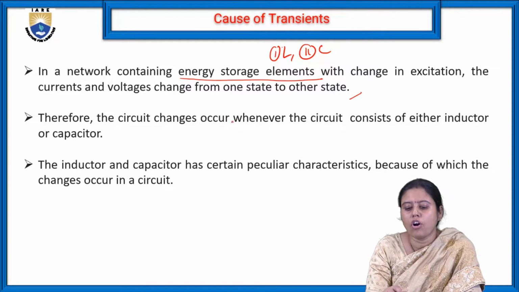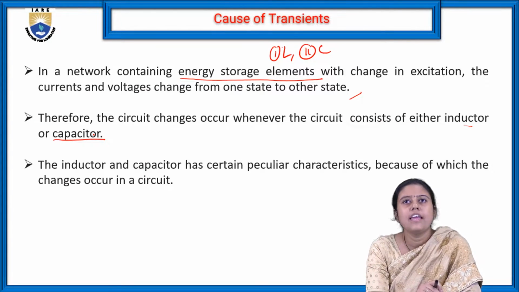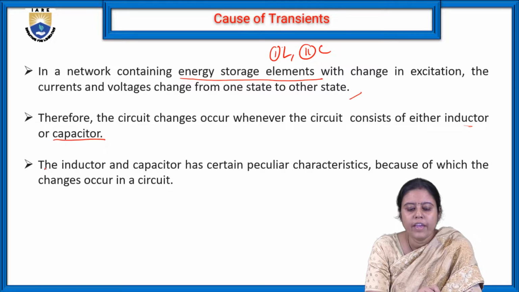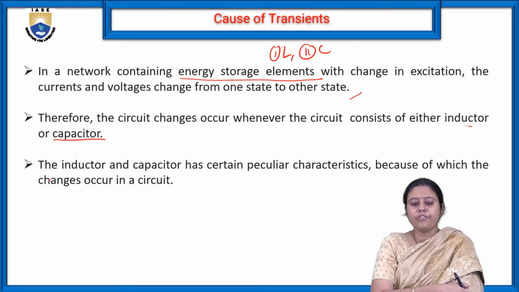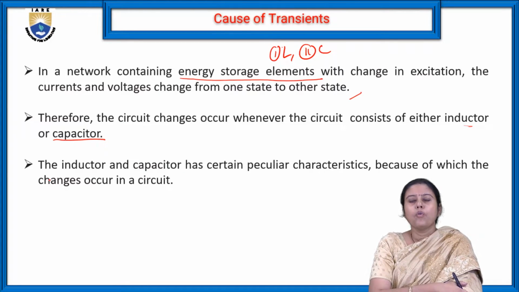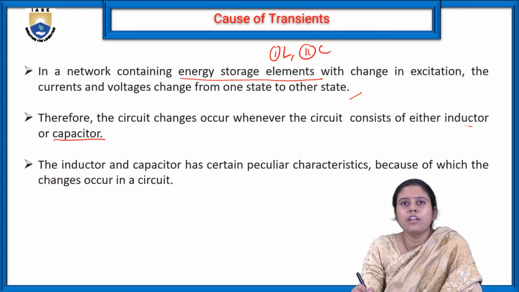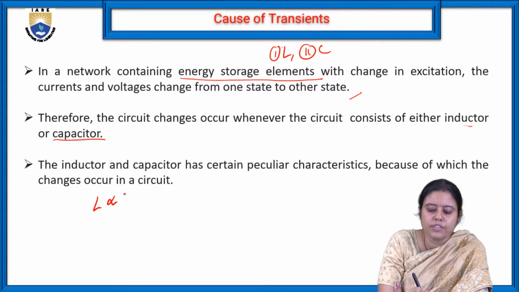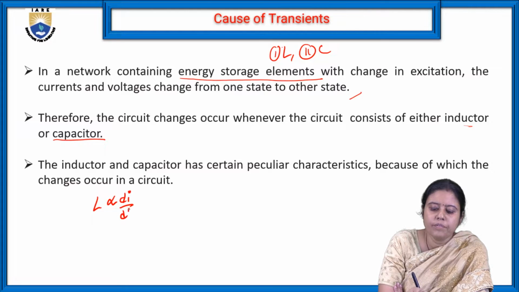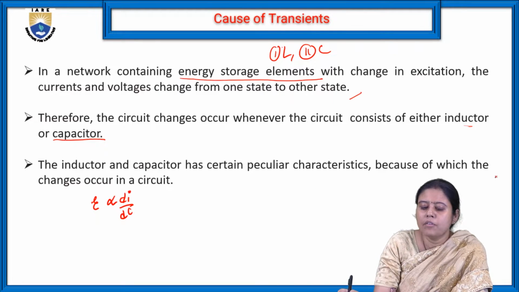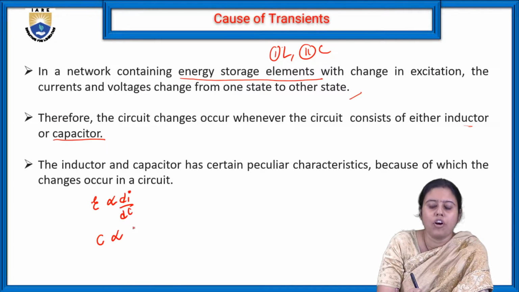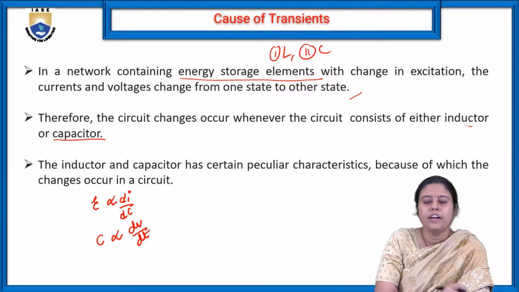Therefore, the circuit change occurs whenever the circuit consists of an inductor and capacitor. If there is a pure resistor, there will be no transient condition. The inductor and capacitor have a certain peculiar characteristic because of which changes occur in the circuit. What are the characteristics? Inductor will oppose the rate of change of the current. And what is the use of the capacitor? Capacitor always opposes the rate of change of voltage.